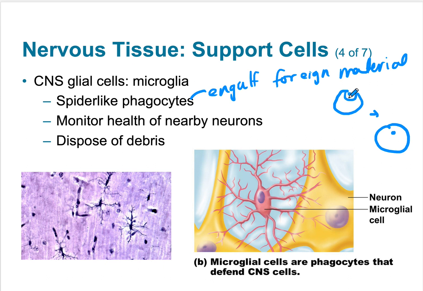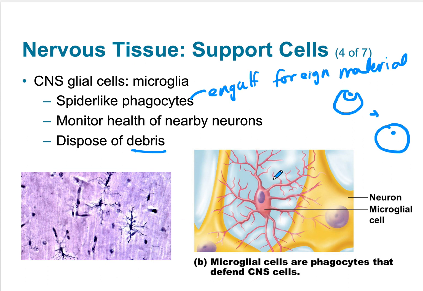That's what phagocytosis is. It takes its cell membrane, surrounds the material, and eventually engulfs it and takes it in, and then it fuses with a lysosome and gets destroyed. So it disposes of any kind of debris that's found there. All right, so these are microglial cells. They also look very star-like.